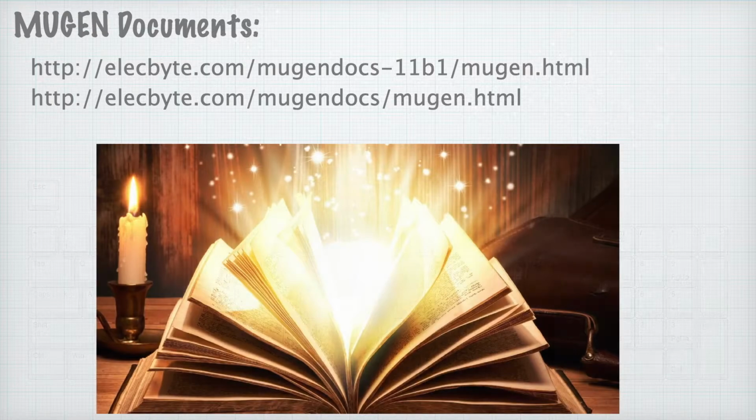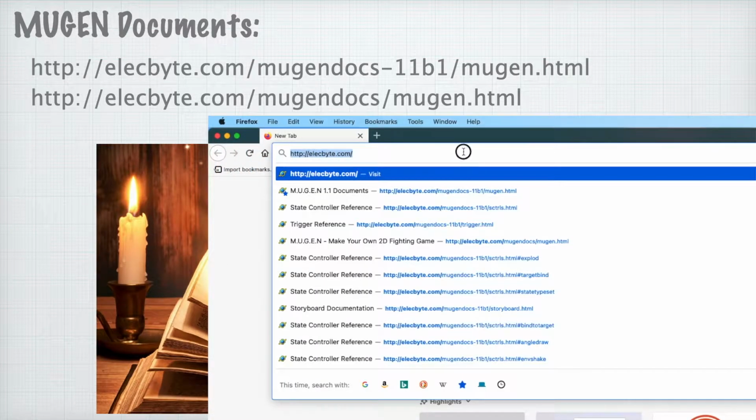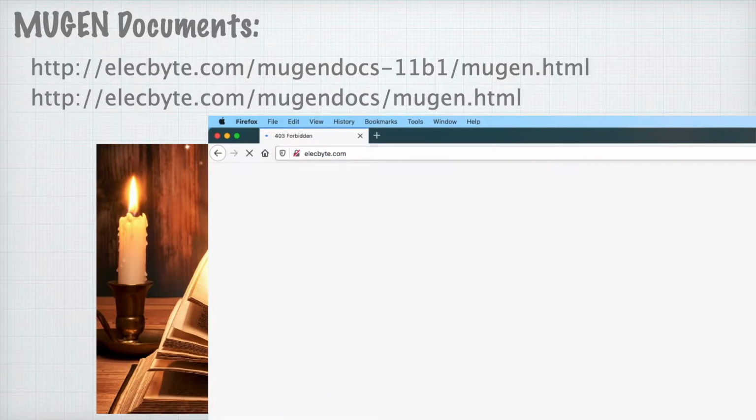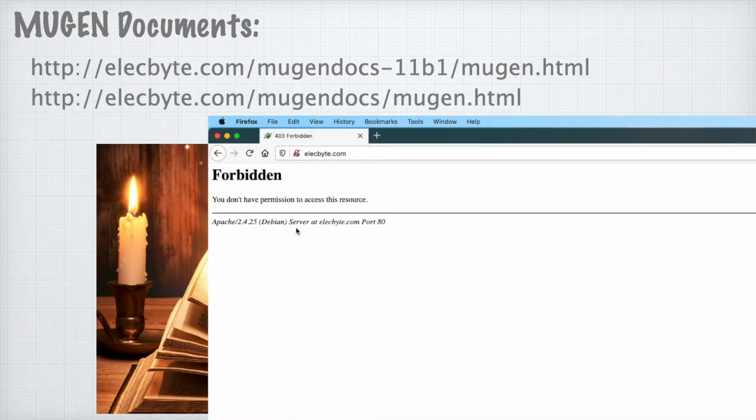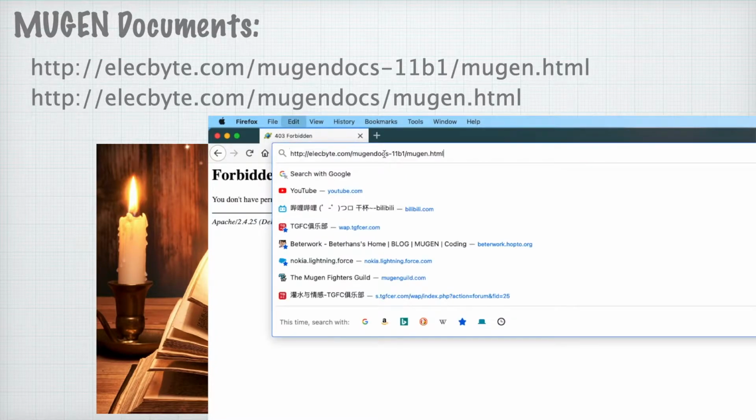The second tool you need is the documents. This is your holy bible for your MUGEN character, stage, or anything else. But very weirdly, the MUGEN creator Electric Byte purposely hides their homepage. So if you type electricbyte.com, you are not able to go in.